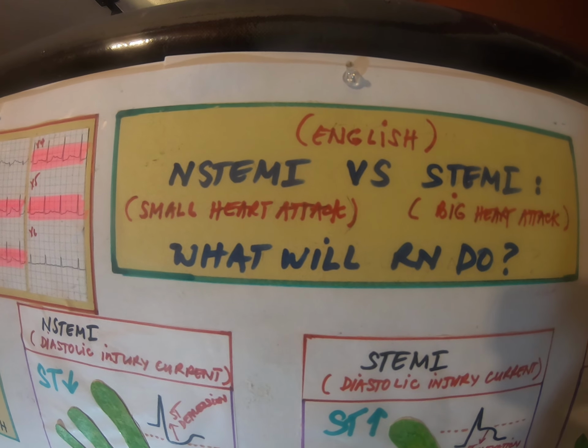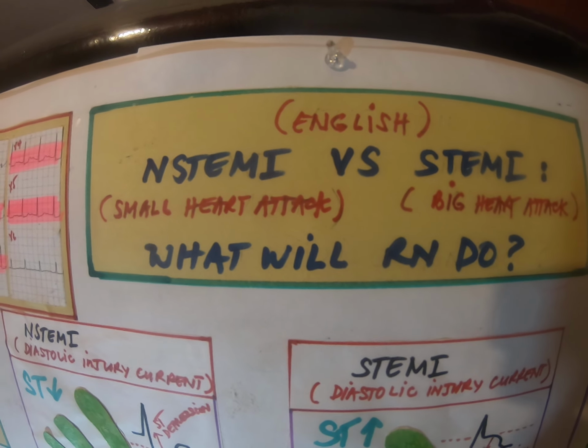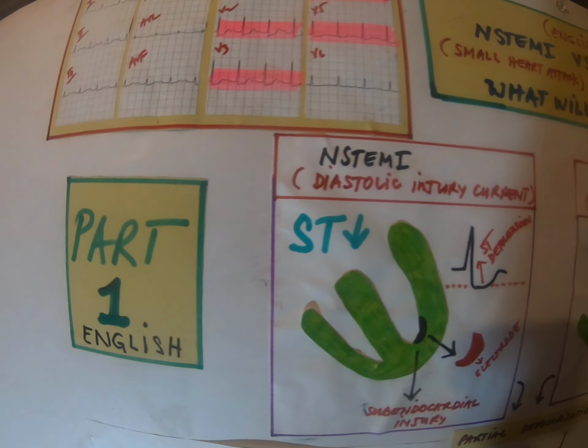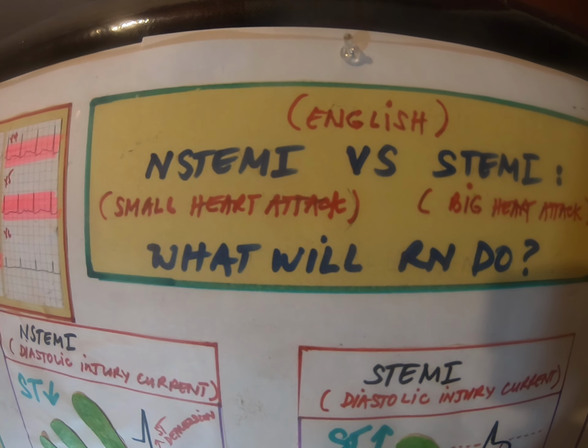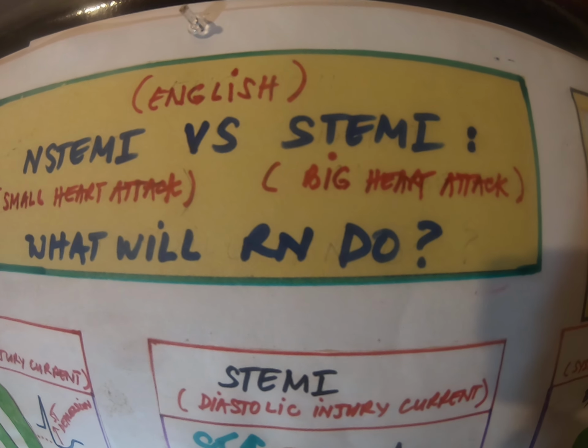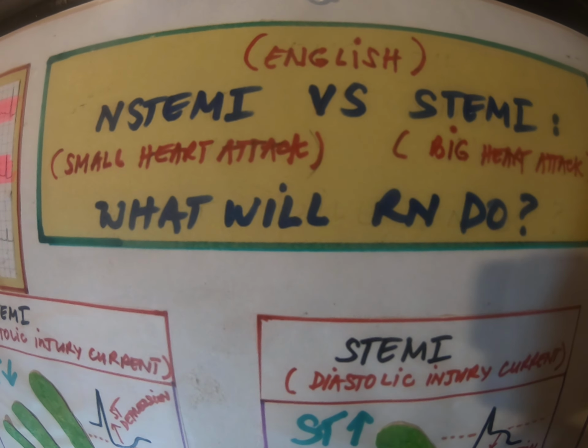So our topic will be non-STEMI versus STEMI, English version, and this is part 1. Okay? So non-STEMI is a small heart attack, while STEMI is a big heart attack. So what will an RN do?